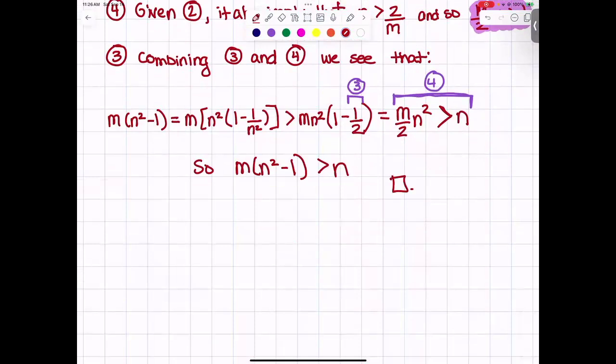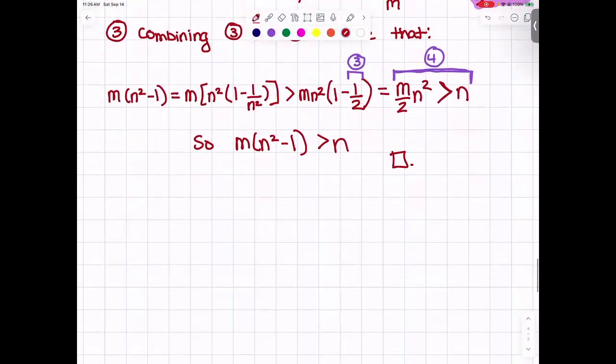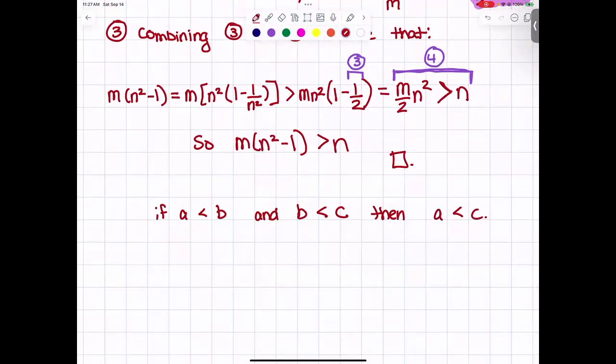We did it. Now, the part that seems to be tripping a lot of people up when it comes to this rounding up trick that we've been doing, the rounding up trick being like step 3, is that we have to remember that if A is less than B and B is less than C, then A is less than C. This is the key to the rounding up trick that we are showing above.